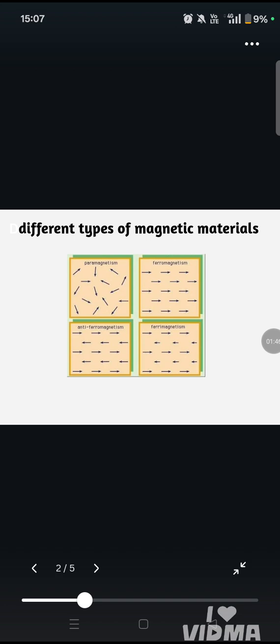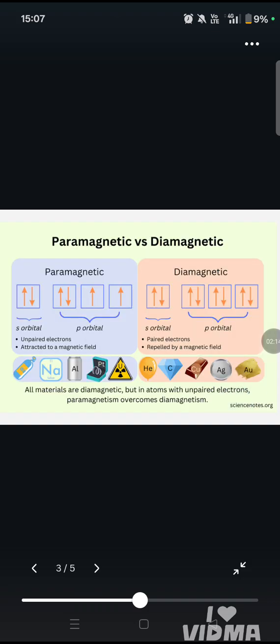Based on this alignment of magnetic moments, magnetic materials are classified into diamagnetic materials, paramagnetic materials, ferromagnetic materials, antiferromagnetic materials, ferrimagnetic materials. In the next slides, we will discuss each type one by one with clear explanation and examples. Let us start with diamagnetic materials.